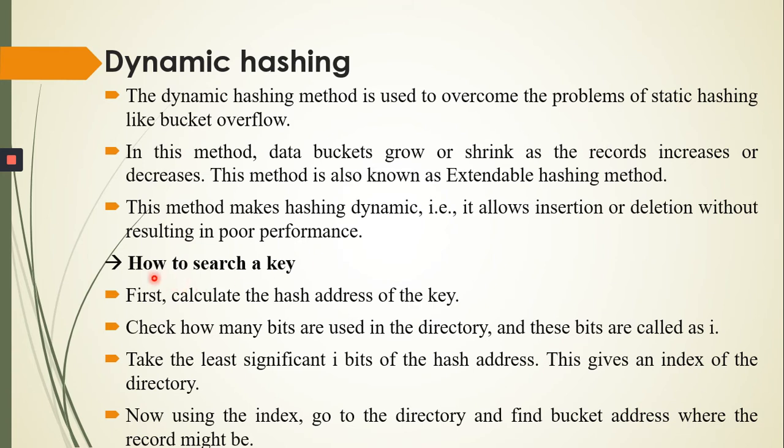Okay, how to search a key? First, calculate the hash address of the key using the hash function. Check how many bits are used in the directory, and these bits are called i. For example, take the least significant bits of the hash address. This gives an index of the directory. I will explain it with an example. Now using the index, go to the directory and find the bucket address where the record might be. So we have to find out the significant bits.